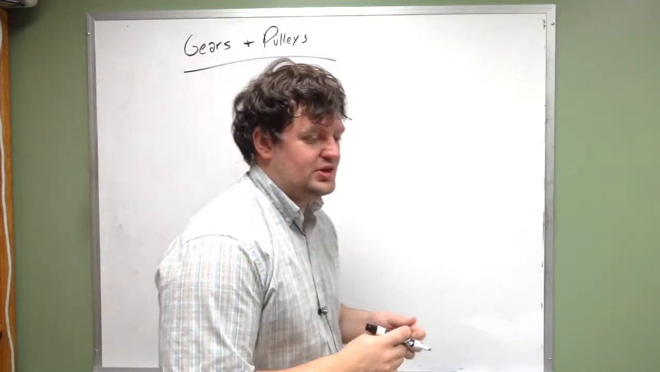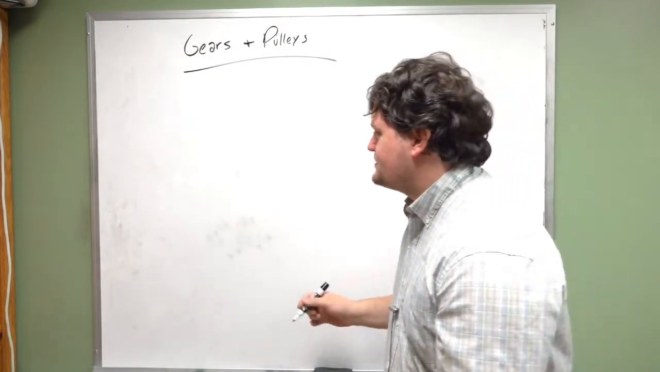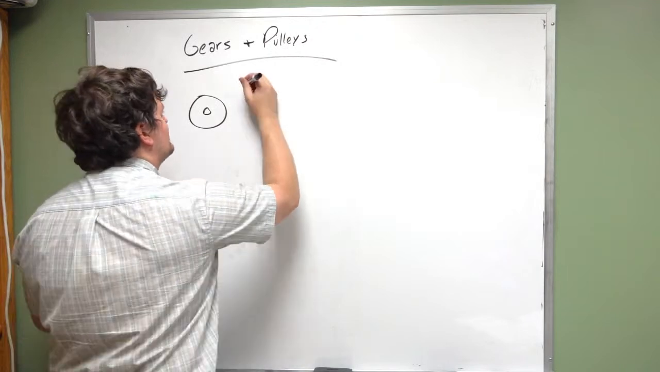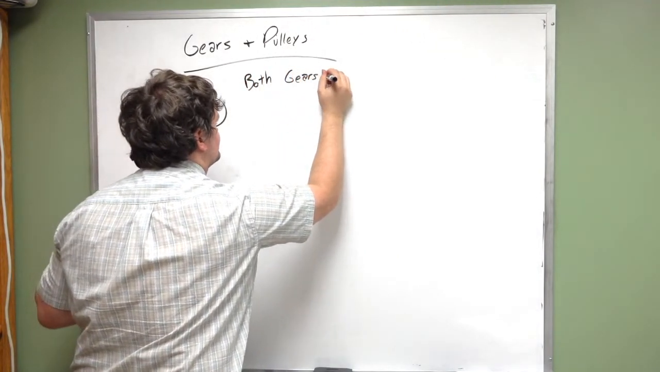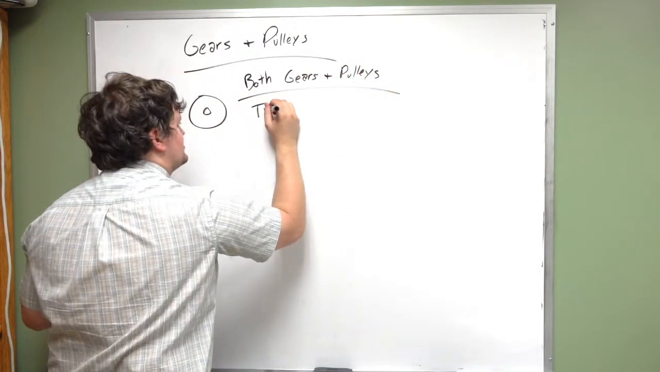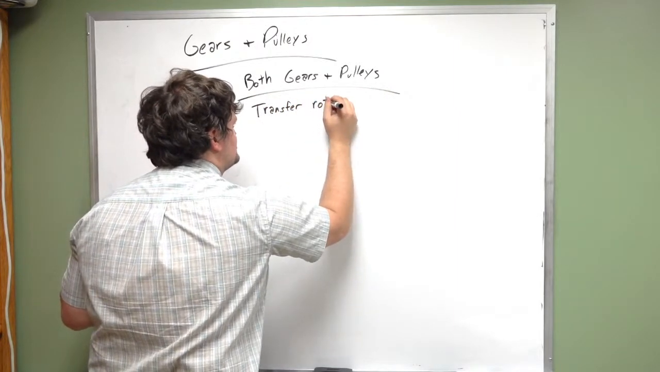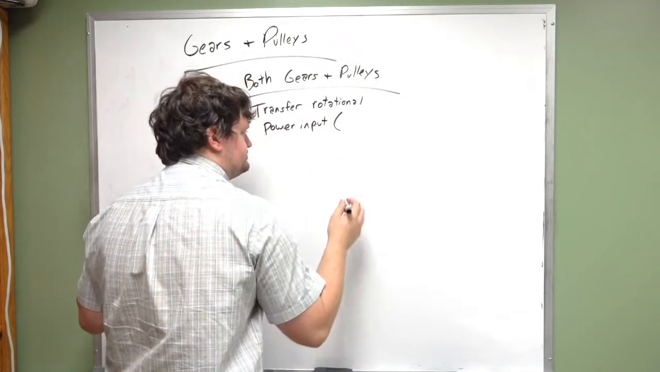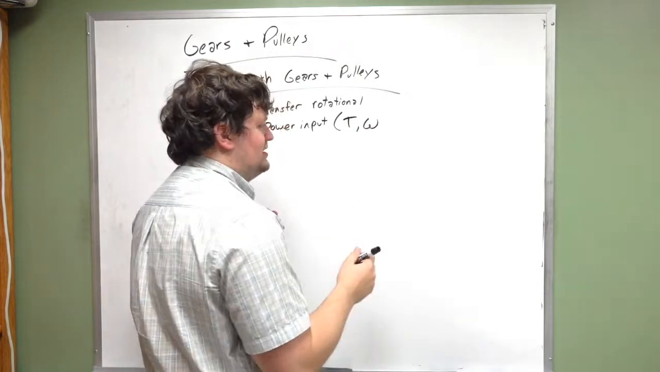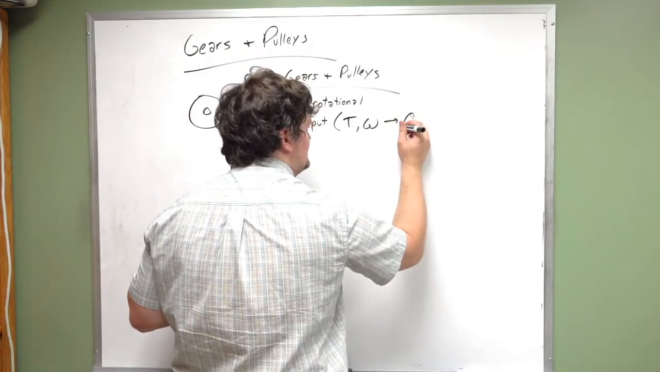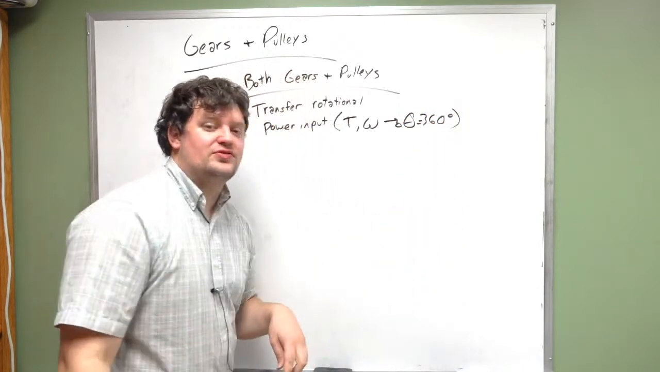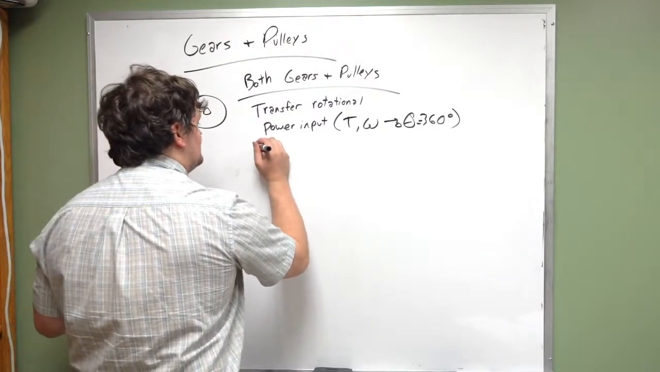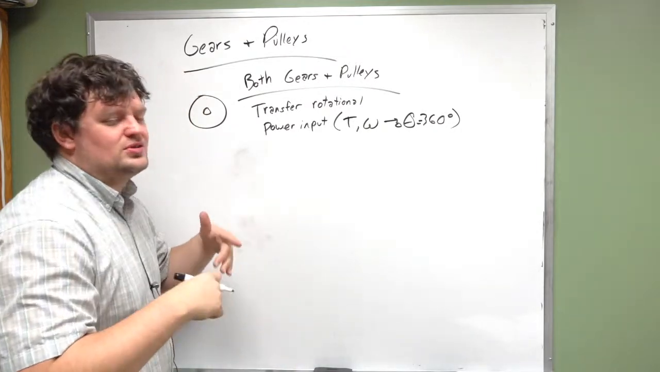So we're going to be talking about gears and pulleys. Now, we represent both gears and pulleys as circles. But the key point to bring from both gears and pulleys is that they transfer a rotational power input, that is a torque T and an omega, with delta theta equal to 360 degrees, meaning that it performs a full rotation of the gear or the pulley. They transfer this, and this is usually what the input or sometimes the output is.